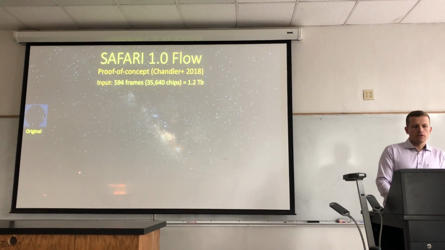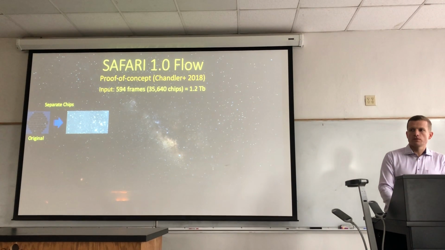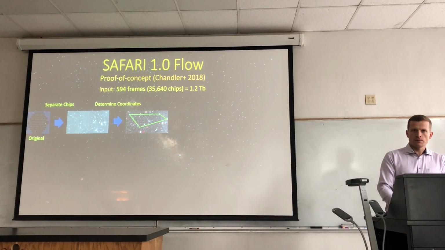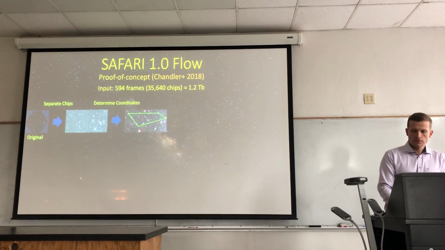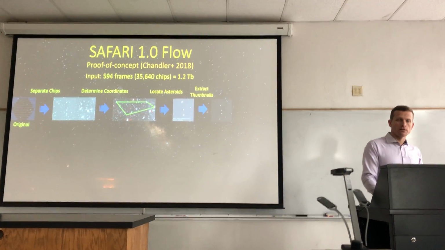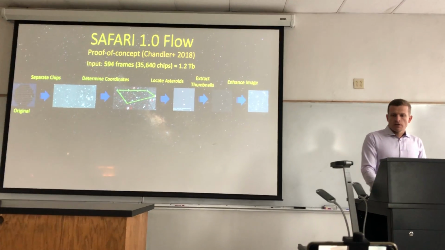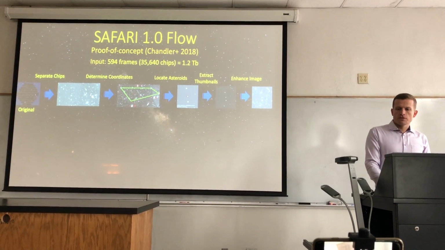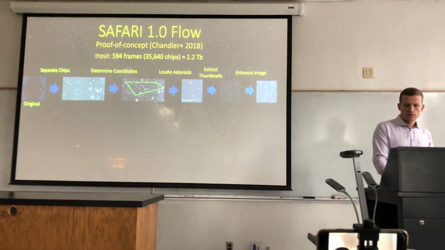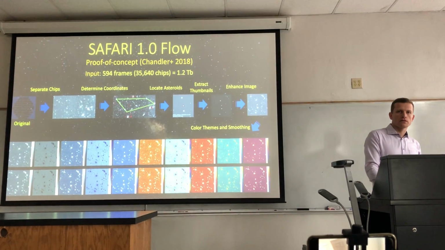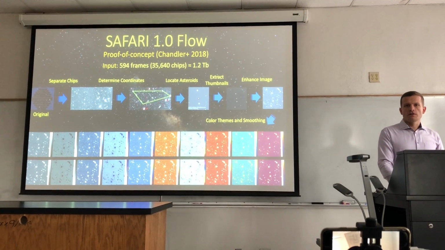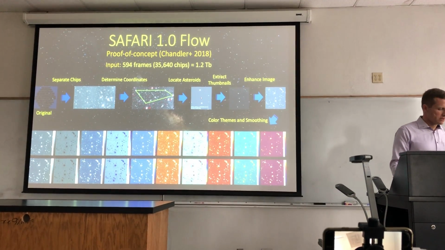So we started by splitting each chip apart into its own image file. We then did analysis on each one to determine the coordinates that they resided in really accurately. We located the asteroids that were within these. We extracted thumbnails of those asteroids. And then finally, we enhanced the image using our own image techniques. The previous parts of this were the photometry pipeline from Michael Mommert. The last step was to do a bunch of different color profiles as well as image smoothing, mostly to make it easier on the humans that were actually looking at these objects.